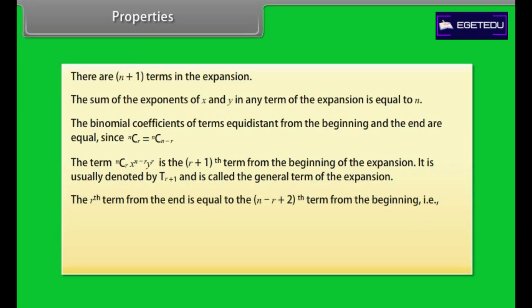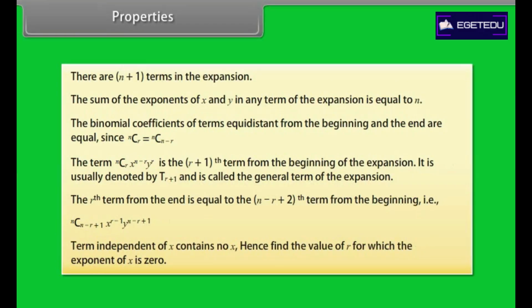The rth term from the end is equal to the (n − r + 2)th term from the beginning, that is, nC(n−r+1) × x^(r−1) × y^(n−r+1). The term independent of x contains no x, hence find the value of r for which the exponent of x is 0.